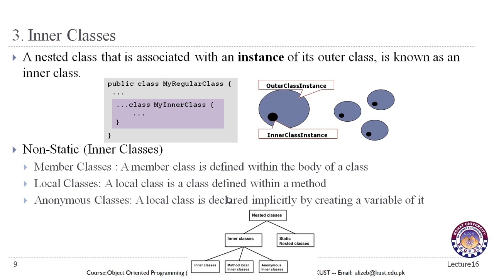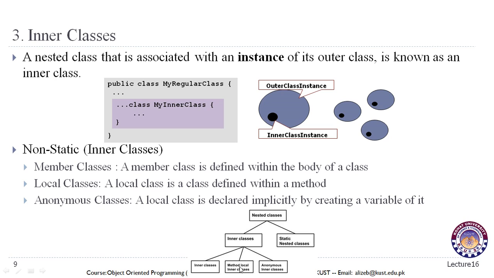As we can see in this hierarchy, we have nested classes, and a nested class can be a static nested class, or it can be an inner class. Then an inner class can be a member inner class, it can be a local inner class, or it can be an anonymous inner class. An inner class can be called a member class when it is defined within the body of a class, like this one.